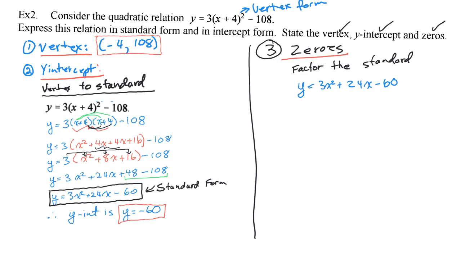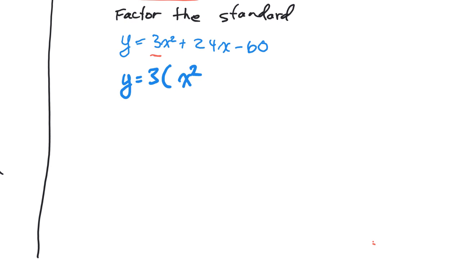And here's what we're going to do. Because we have the 3 sitting in front of this entire equation, we need to pull that 3 out from the equation. So pulling out our 3 means x squared is left by itself. But now we have to take 24 and divide it by 3, so we end up with plus 8x. And now we have to do the same for negative 60. It's going to be negative 20, because 60 divided by 3 is 20, and we're good.